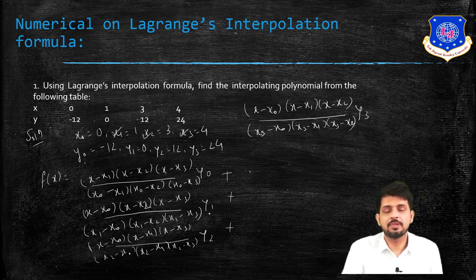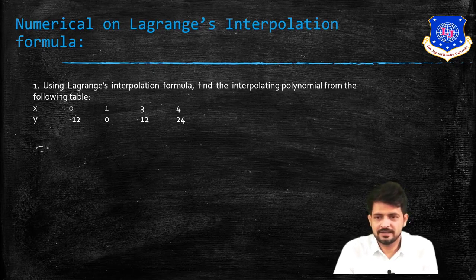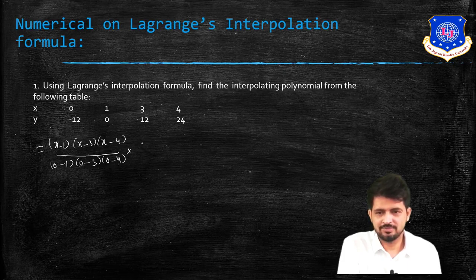Now we have to place all of these values in the given formula and then find the interpolating polynomial. So I can write like this: x minus 1, x minus 3, x minus 4 divided by 0 minus 1, 0 minus 3, 0 minus 4 multiplied by minus 12, plus the second term will be 0, because here y1 is 0.